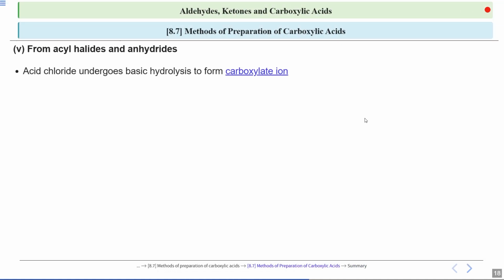Now next, we are going to see that acid chloride undergoes basic hydrolysis to form a carboxylate ion. So in this reaction, acid chloride reacts with the base to form a carboxylate ion. Once we have the carboxylate ion, the next step is acidification. So by adding an acid, we convert the carboxylate ion into a carboxylic acid.